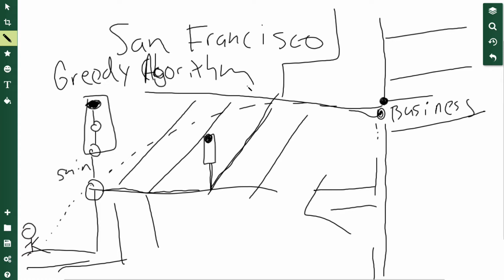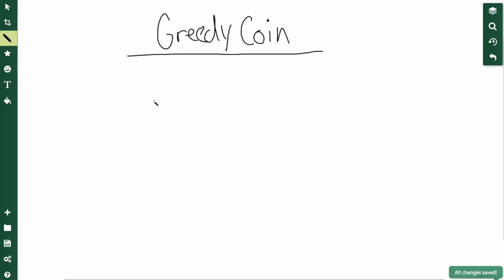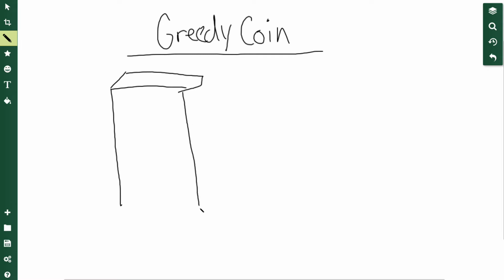So let's talk about one more greedy algorithm that comes up a lot, and this greedy algorithm is making change, and we're going to show all these in code as well. But this is kind of a famous one called the greedy coin algorithm. And in this particular example, let's say that you have a machine that you're building, and this machine will deliver sodas to people. Here we go.